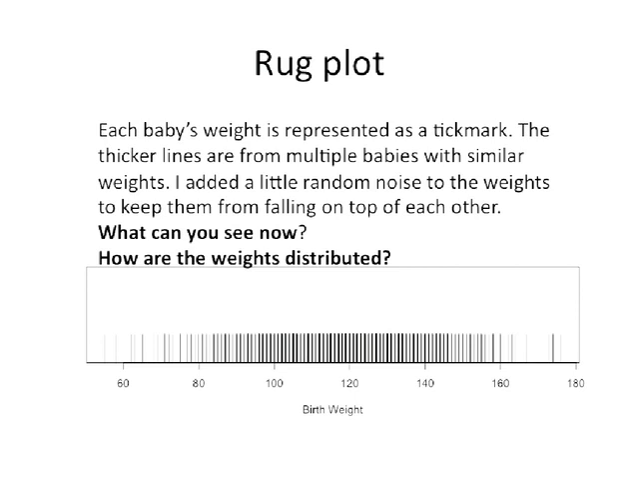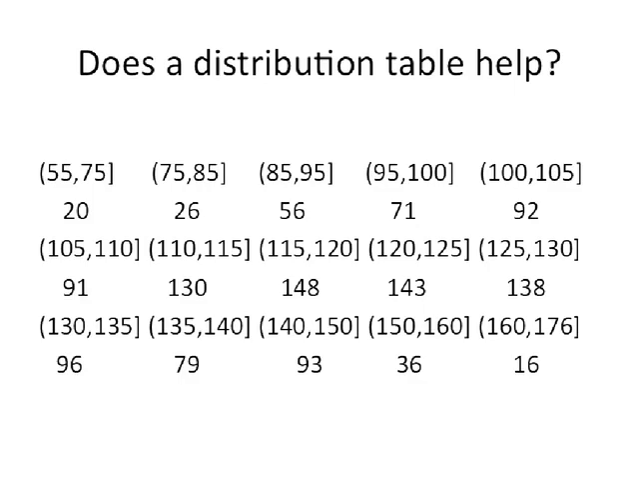All right. How about a distribution table? That's another way to summarize the data. That's where we pool together all the weights in certain ranges. I just picked these: 55 to 75, there are 20 babies. 75 to 85, 26 babies. 85 to 95, 56 babies, etc. Can you see more of the structure here?